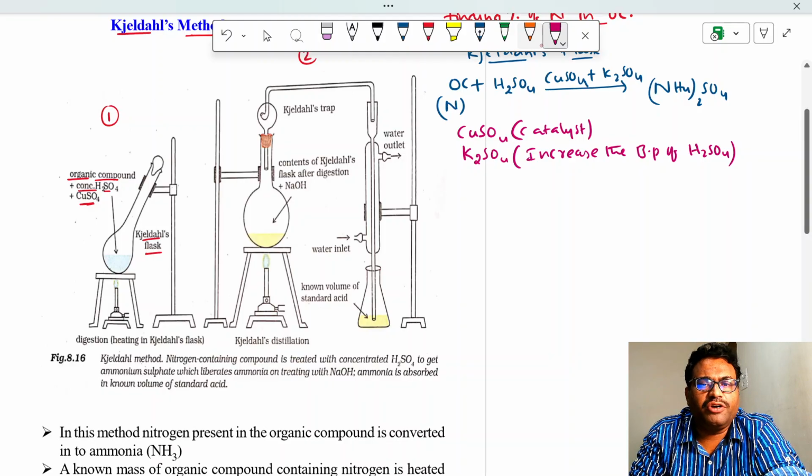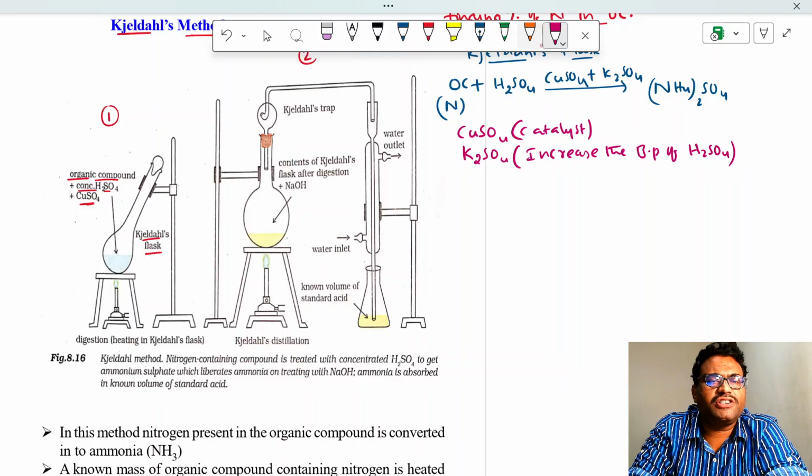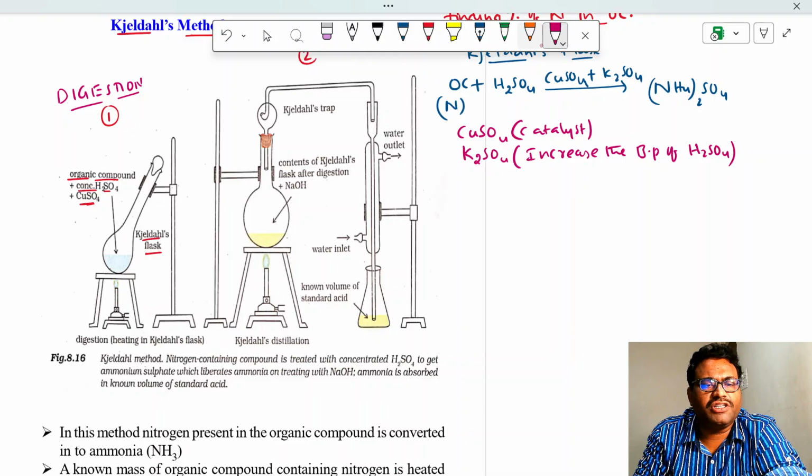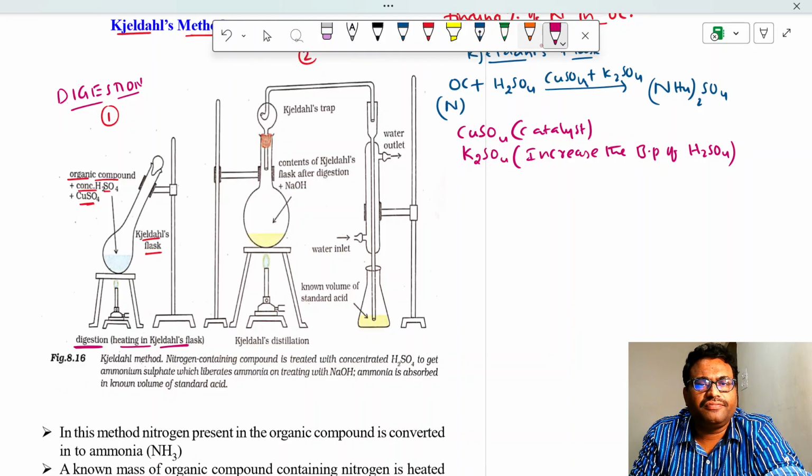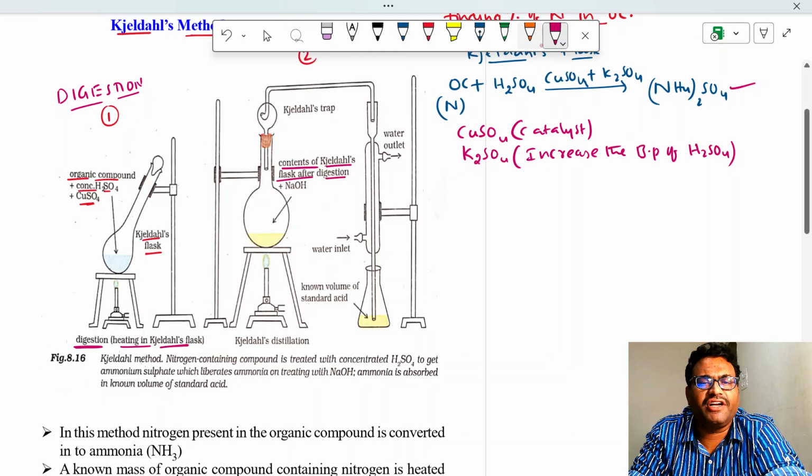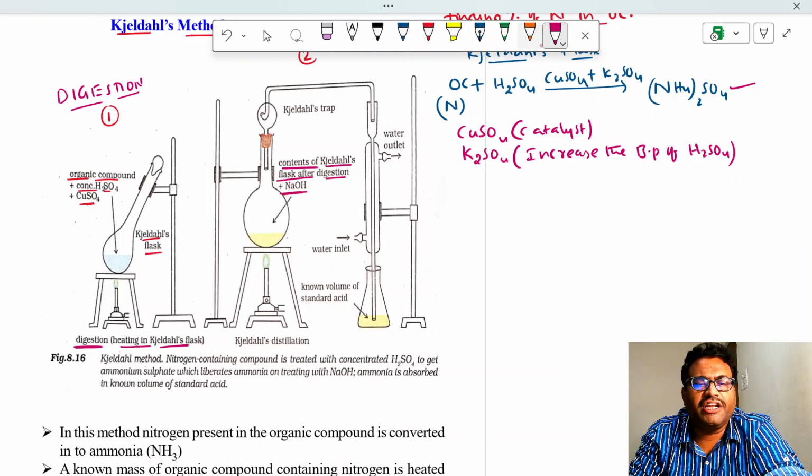So in the first step, what are you doing? You are taking the organic compound and heating it with H2SO4 in the presence of CuSO4 and K2SO4. This first process is called digestion. You can see here, heating in the Kjeldahl flask. After heating this, ammonium sulfate is formed. The contents of the Kjeldahl flask after digestion are heated along with NaOH.